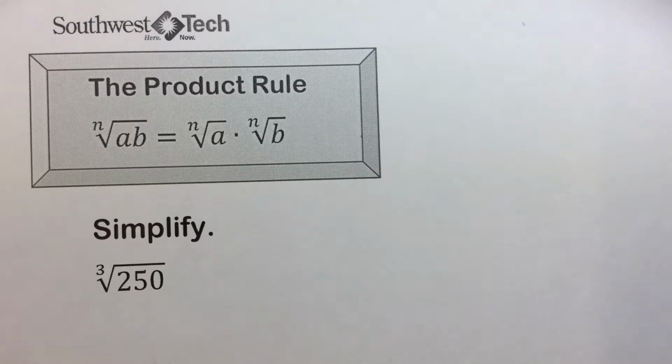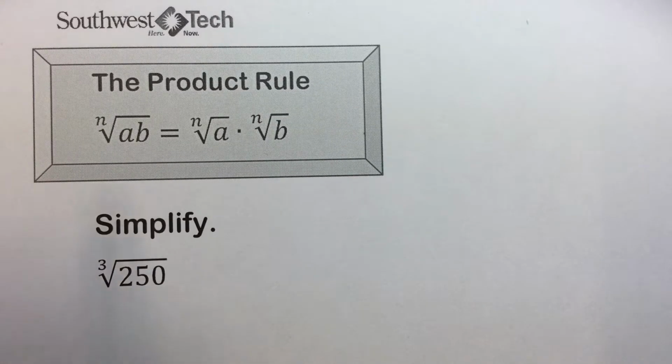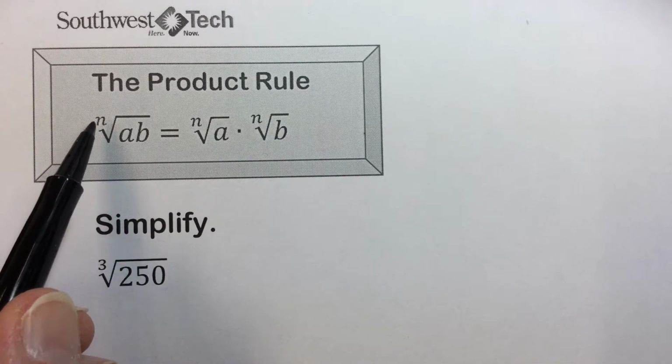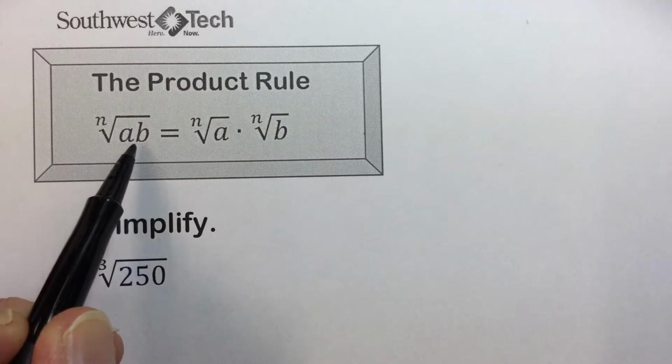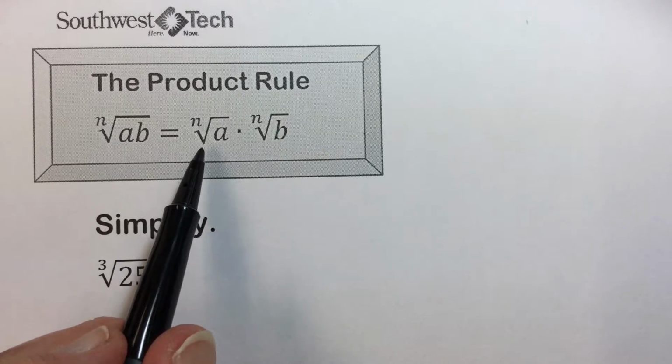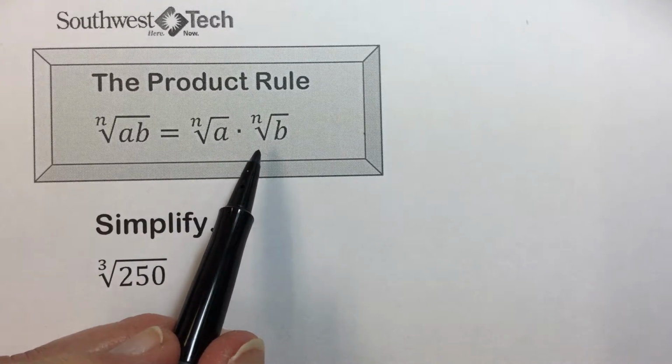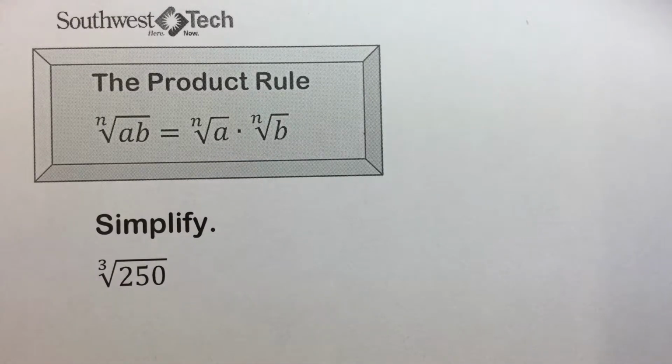The rules for working with products and quotients of square roots can be extended to products and quotients of nth roots. Prime factorizations can again be useful as an aid for simplifying. And here we have stated the product rule for nth roots. The nth root of the product AB is equal to the nth root of A times the nth root of B. Let's put that into practice with simplifying this first example.